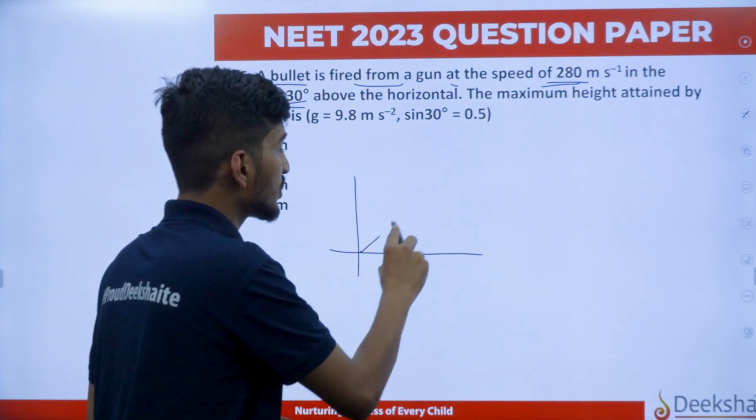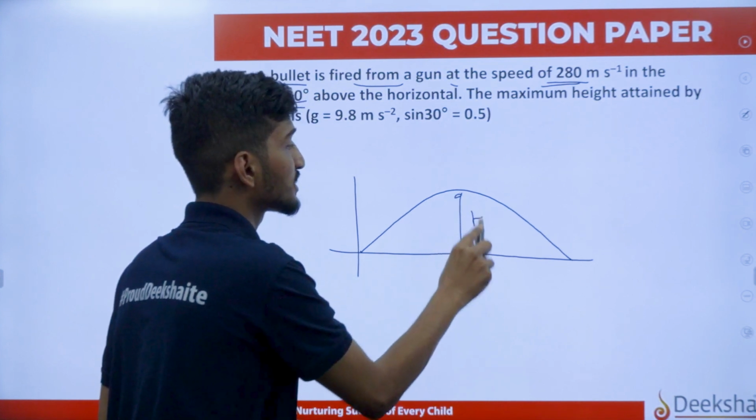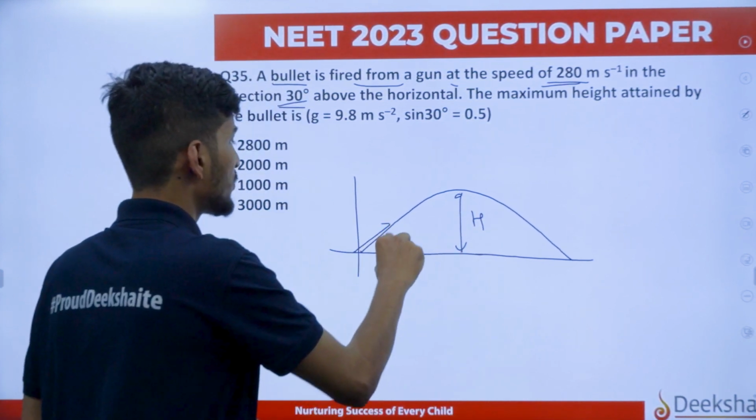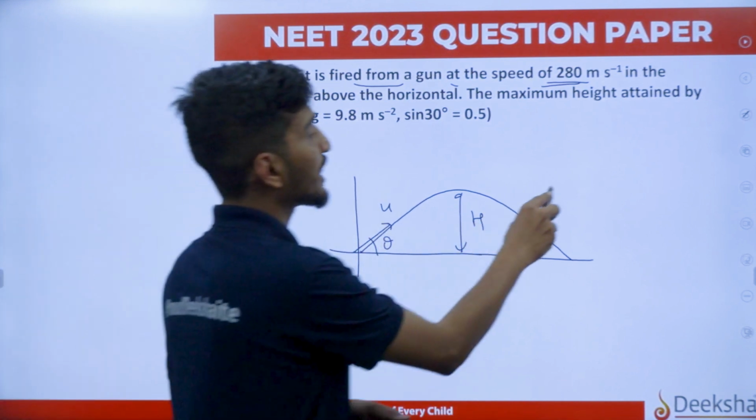Basically, it's being launched like this. It'll go like this and land back like this. We want to calculate this maximum height. So this is a straightforward projectile motion question. U is given, theta is given. What is the value of h max?